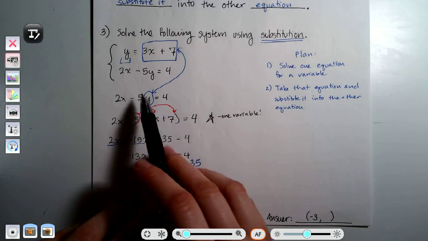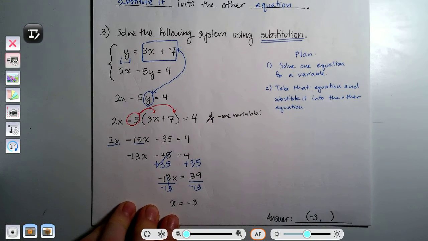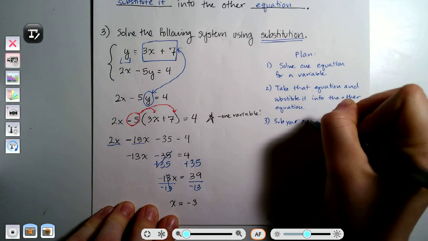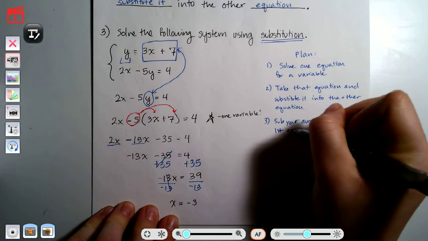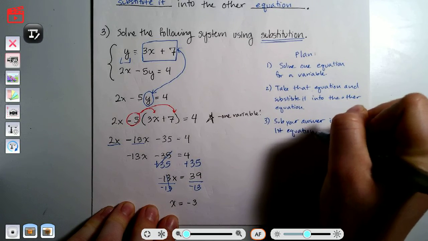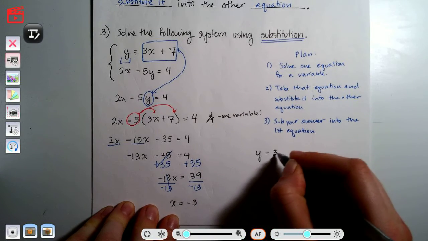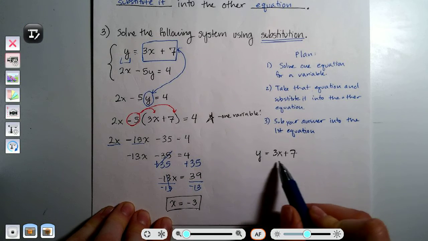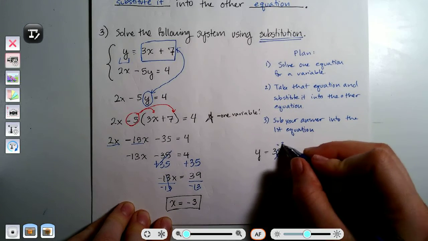How can we find the y value? Well, what did y equal? Remember, y equals 3x plus 7. So the last step is sub your answer into the first equation. So this was our first equation we used. y equals 3x plus 7. And we're going to take our answer and substitute it in. So x equals -3. Well, where is x in this equation? Right here. We're going to take that out and substitute it with -3.